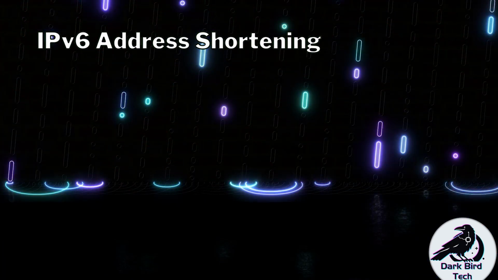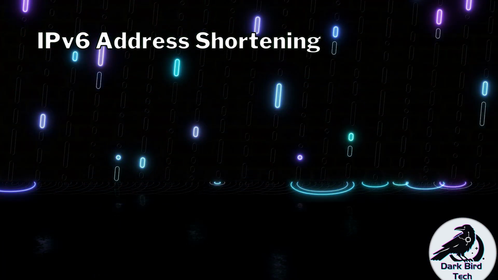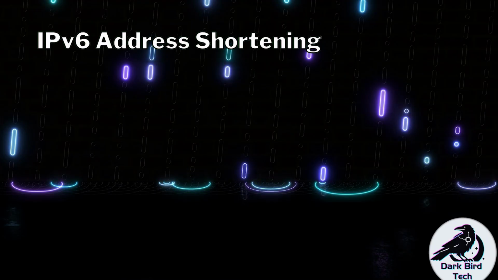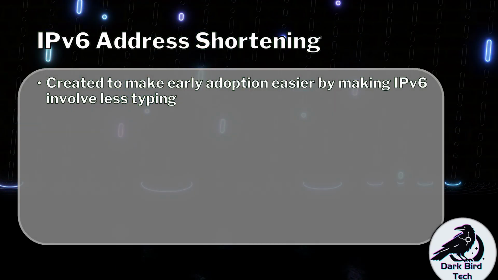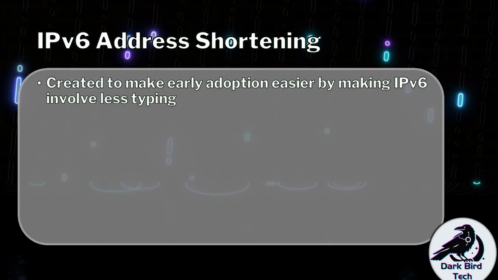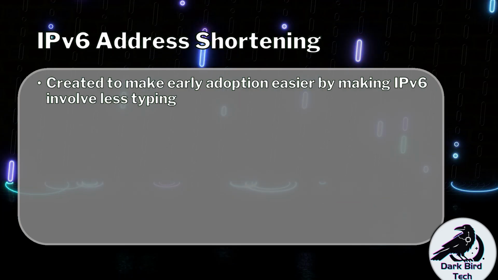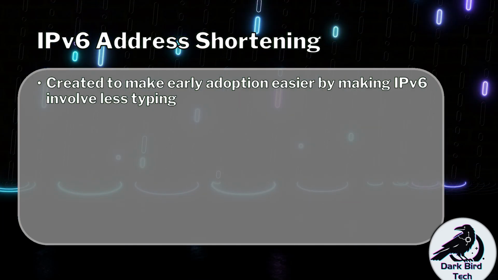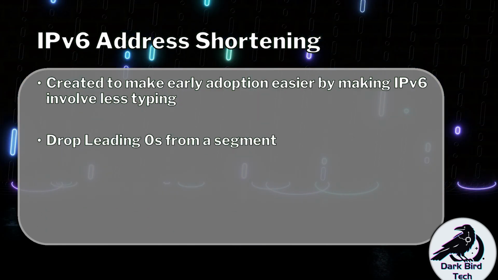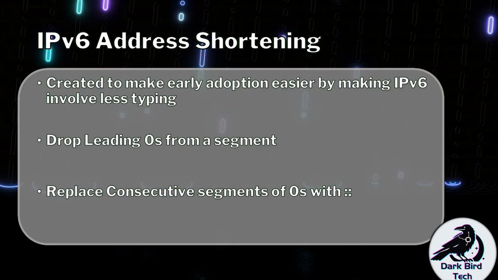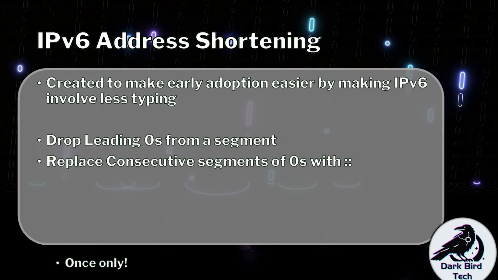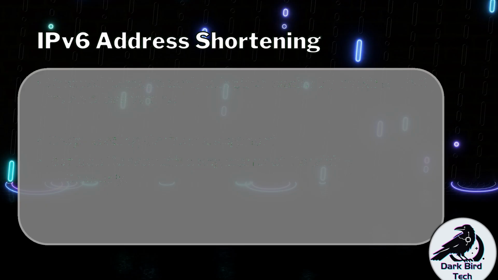Now the address can be written in a shorter format. So let's see what that can look like without getting too confused and possibly mistaking an IPv6 address for something else. So first of all, the idea of address shortening was made to make early adoption easier by making the IPv6 addresses shorter to type and shorter to remember. And there are 2 steps that we have in shortening. The first one is that we can drop leading zeros from a segment. And the second thing we can do is we can replace consecutive segments of zeros with a double colon. But you can only do that once. So let's see what that looks like.